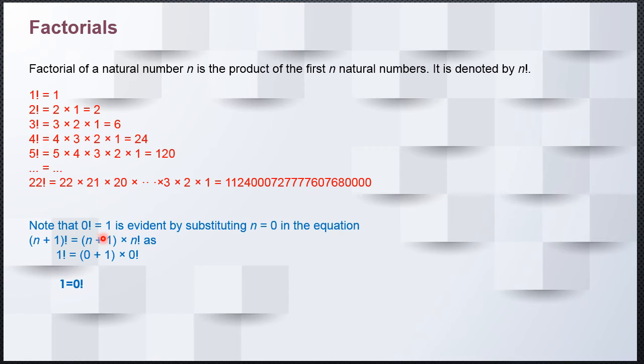Now how to show that 0 factorial equals 1? Put n equal to 0 here, therefore it is 1 factorial. It is 0 plus 1, that is 1. This is 0, therefore 0 factorial. Now this is 1, so we can neglect. 0 factorial equals 1 factorial. 1 factorial means 1, therefore 0 factorial also equals 1.